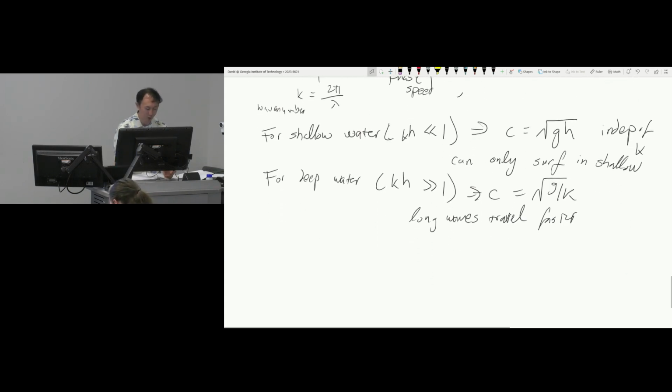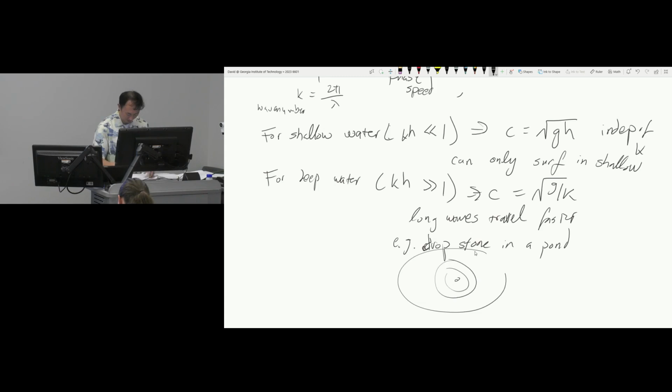So imagine you drop a stone in a pond. Basically, the waves don't go out uniformly. They go at different distances depending on how long the wave is.